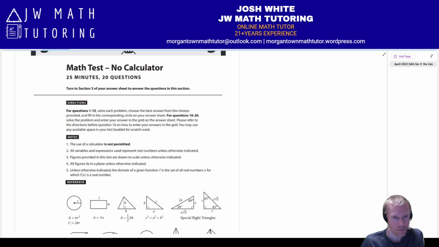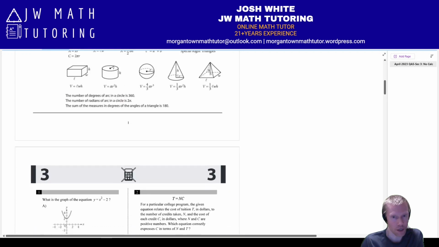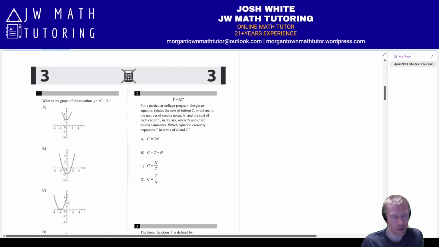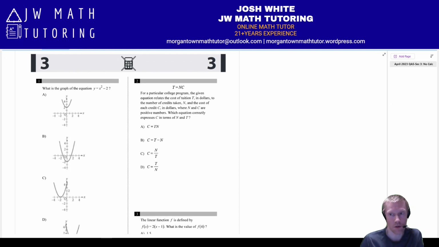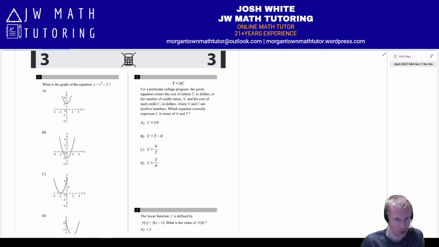All right, so like I said, getting started with Section 3, the no calculator section from the April 2023 school day test. So problem number 1, they just give you a function. It's a quadratic function, specifically a parabola. And they just ask which graph matches this function.